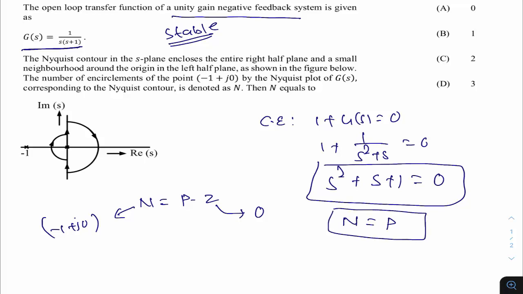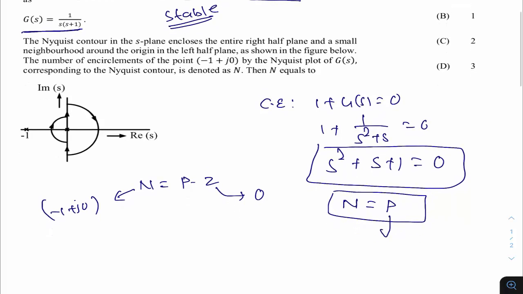So what is the definition of P? In the theory, you might have learned that P is the number of poles of the open loop transfer function enclosed by the Nyquist contour. In most books, you might have seen the statement: P is the poles of the open loop transfer function in the right half S-plane. Why do they say right half S-plane? Because they select the right half of the S-plane in such a way that it doesn't include any poles.